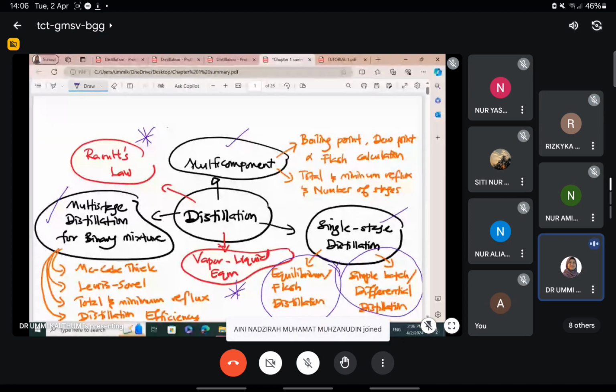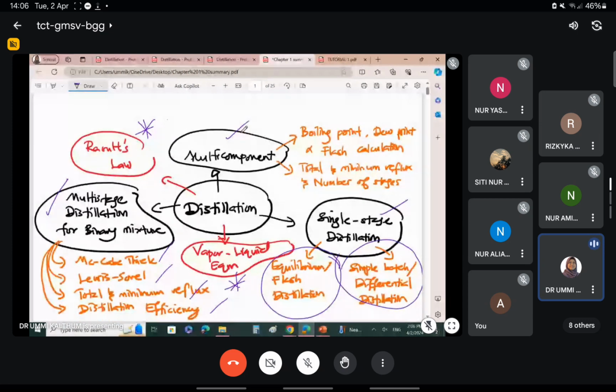So kita ada tengok McCabe method, Lewis-Sorel method. Okay, McCabe method and Lewis-Sorel method is used for the determination of the number of stages. Alright, and then kita tengok total and minimum reflux and also distillation efficiency. Okay. So for this week kita tengok multi component.